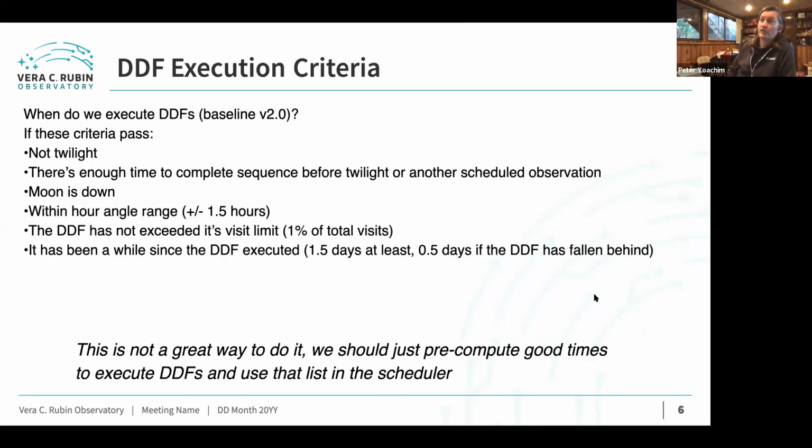So here's our current criteria for when we execute a deep drilling field observation. It just has to be not during twilight. There's been enough time to complete a sequence before twilight or another scheduled observation happens. The moon has to be down. The field has to be at a reasonable hour angle, so it's not a very high air mass. The deep drilling field has to have not exceeded its limit. Each DDF currently gets about 1% of the total visits.